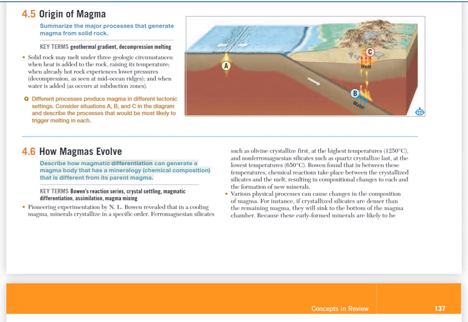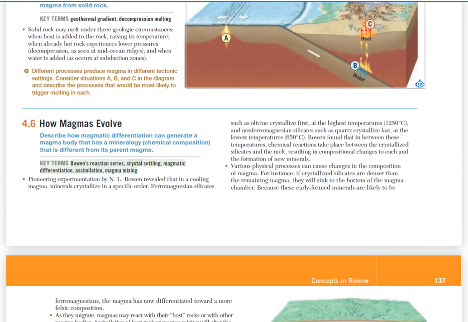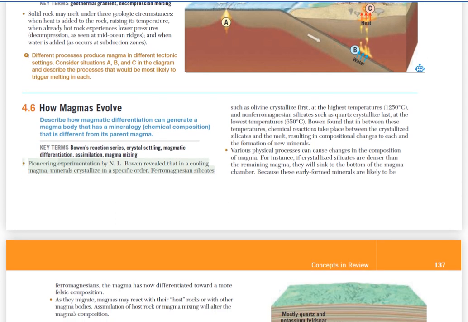4.6 How magmas evolve. Describe how magmatic differentiation can generate a magma body that has a mineralogy that is different from its parent magma. Key terms: Bowen's reaction series, crystal settling, magmatic differentiation, assimilation, magma mixing. Pioneering experimentation by N. L. Bowen revealed that in a cooling magma, minerals crystallize in a specific order. Ferromagnesian silicates.